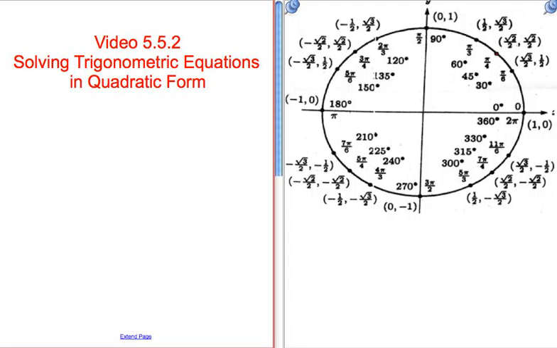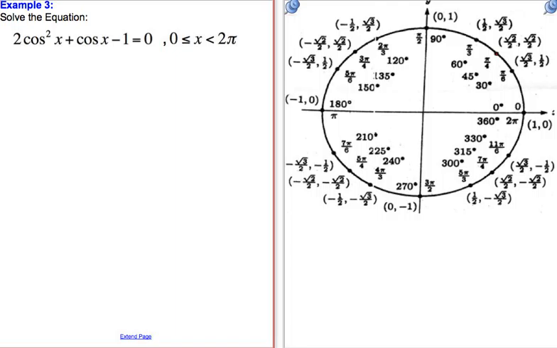Okay, so let's take a look at this first example. This is example 3 for this section. We have 2 cosine squared of x plus cosine of x minus 1 equals 0. So we see that this is in quadratic form. I want you to think about the following equation that's comparable to this: 2y squared plus y minus 1 equals 0. This is the same exact equation when y is representing cosine of x.